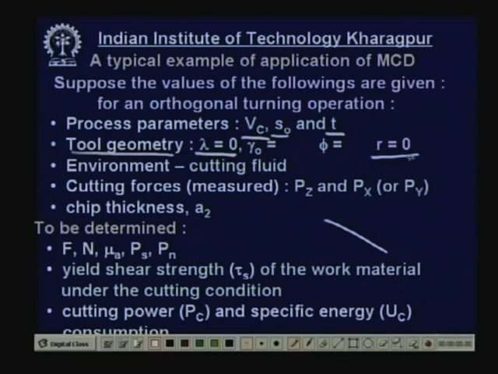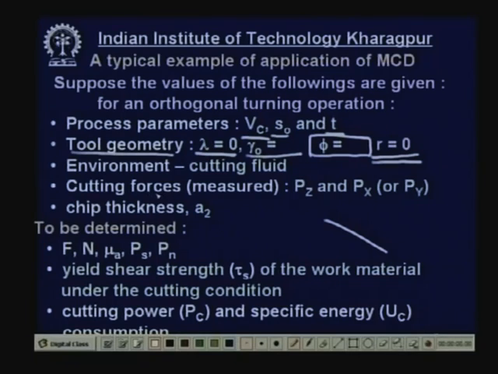The nose radius should also be 0 for orthogonal cutting, or almost 0, not exactly 0. Gamma O, the rake angle, should be known, and the principal cutting edge angle should also be known. Suppose these are given, say gamma 10 degree or phi 60 degree. Environment means cutting fluid. Suppose we are not using cutting fluid or any, say, soluble oil.